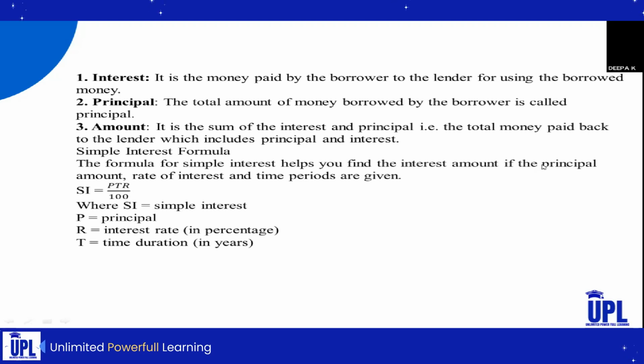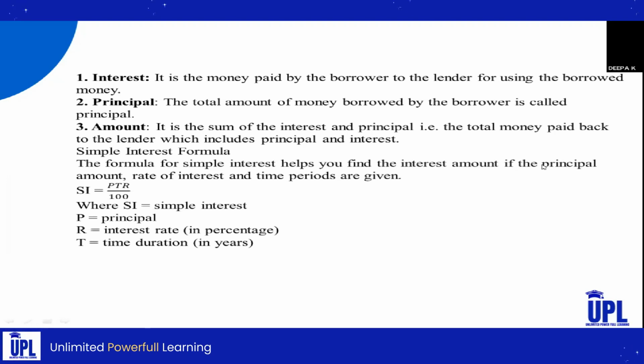Then what do you mean by principal? Principal is nothing but the total amount of money borrowed by the borrower. Or one more definition: the borrowed money or lent money is called principal. Then one more, amount. What do you mean by amount here? It is the sum of the interest and principal. That means the total money paid back to the lender, which includes principal and interest. So this amount depends upon principal and interest.